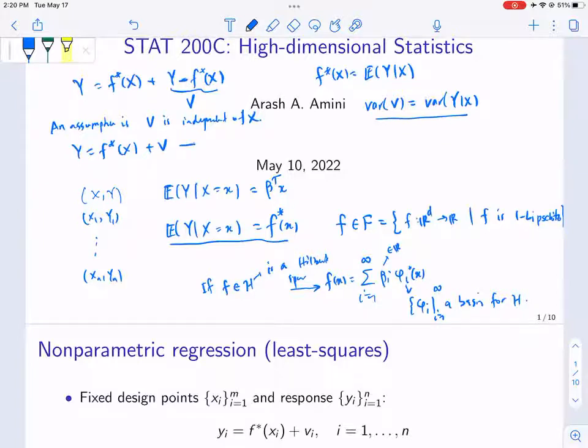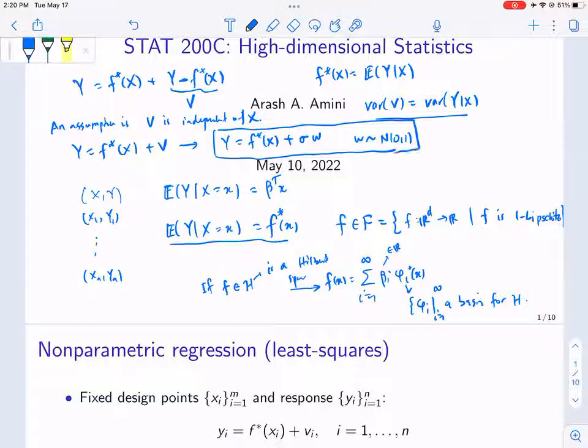And often, what you're going to do is sort of simplify further, and assume that this is just some Gaussian noise. So this is a very simplified model, where I'm going to put sigma W, where W is like normal 0, 1. This is the most simple assumption. So this V is just Gaussian, and then this is always going to have conditional 0 mean, right? So the expectation of V given X is going to be 0 because we subtracted the conditional mean, so this is always going to have 0 mean. I should have mentioned that.